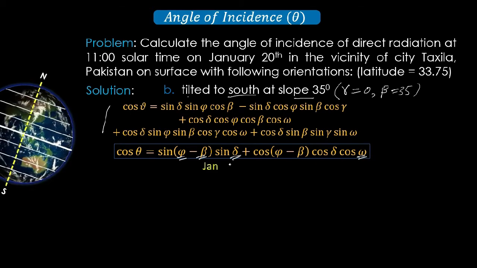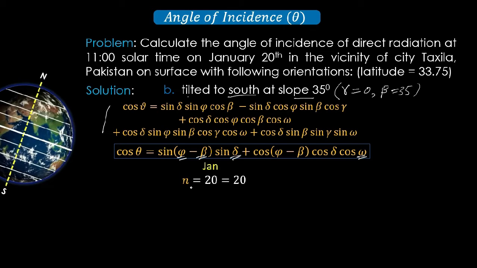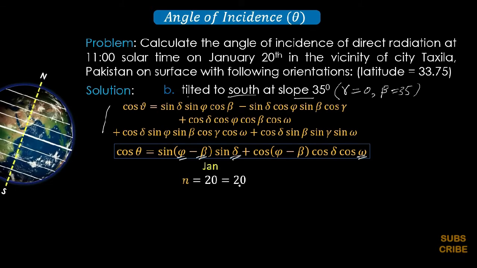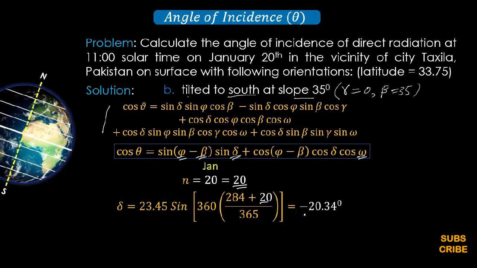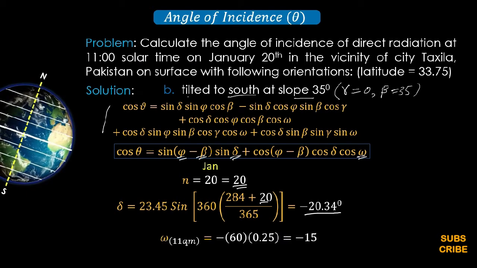Now to calculate the declination, the day of the year is 20th January, so the value of n is 20. Now using this value of n in the expression of declination, we have the declination, that is minus 20.34 degrees. Now to calculate the value of omega, since it is 11 am, we would be using the negative sign in 60 minutes from 11 am till 12 and multiply with 0.25. So we have the value of omega, that is minus 15.